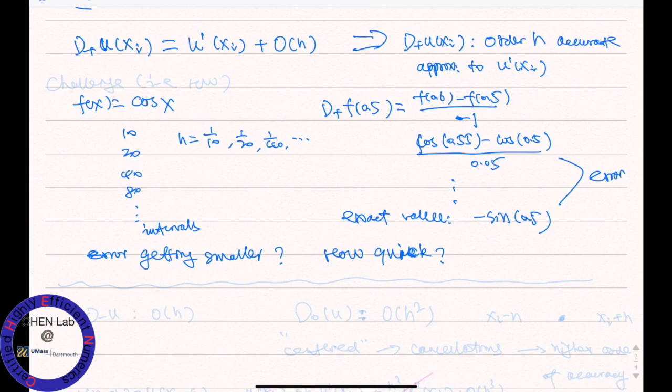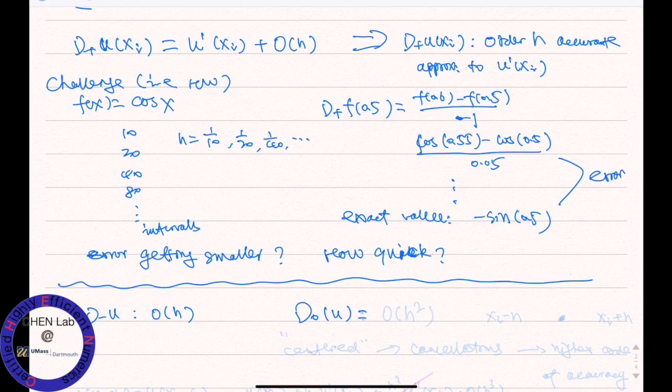I need a challenge. A homework problem. So, pretty much exactly the same procedure, we're going to get that d minus u is order h, and d0 u is going to be of accuracy order h squared.